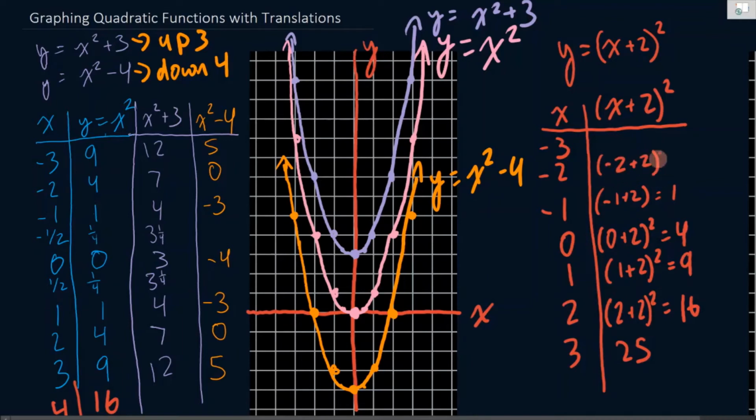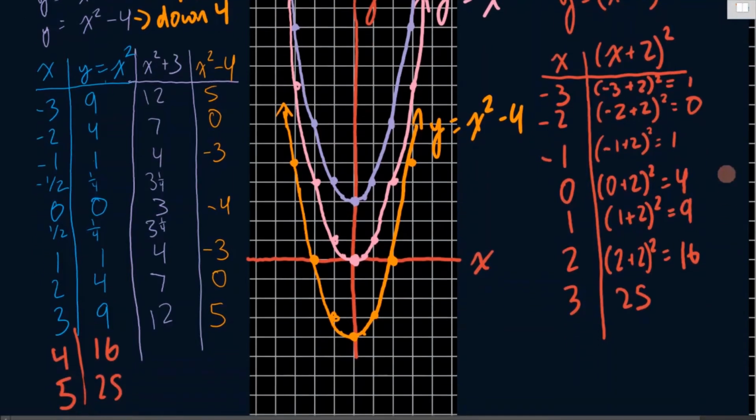-2 plus 2 squared. Oops, sorry, that should be squared as well. So -2 plus 2 squared is 0. 0 squared is 0. And -3 plus 2 squared is -1 squared is 1. I feel like I should have added more values here.